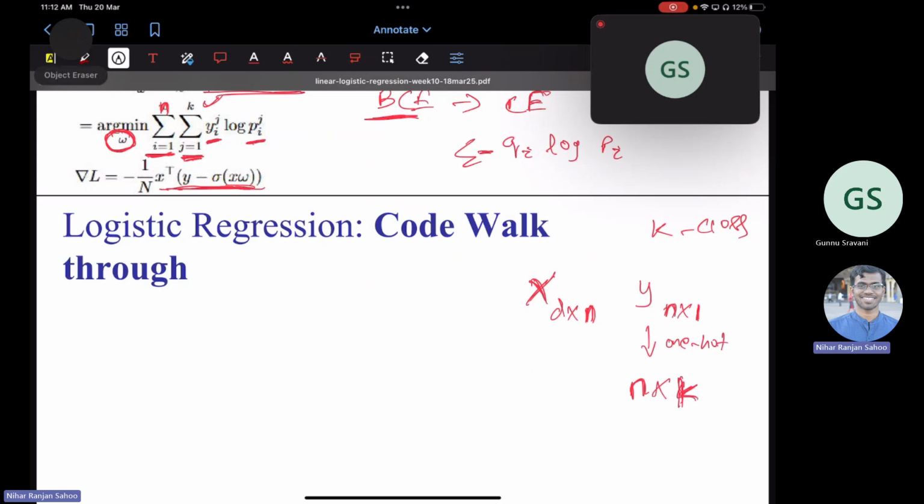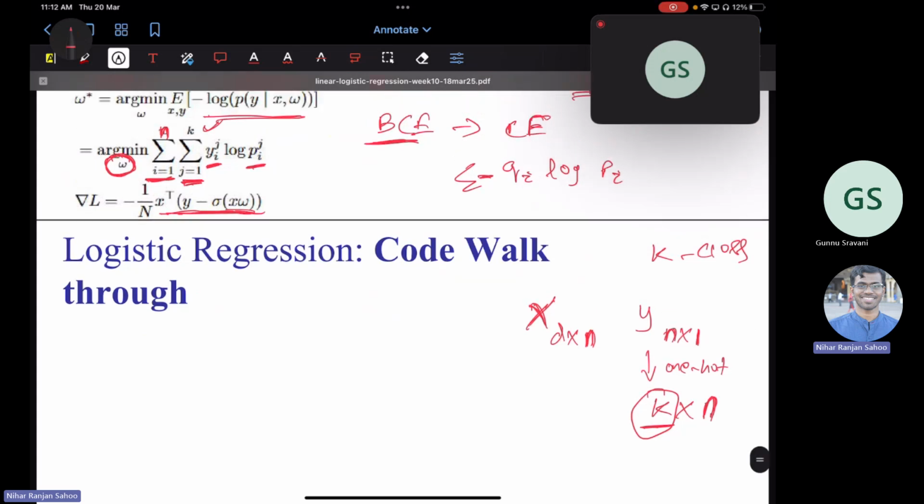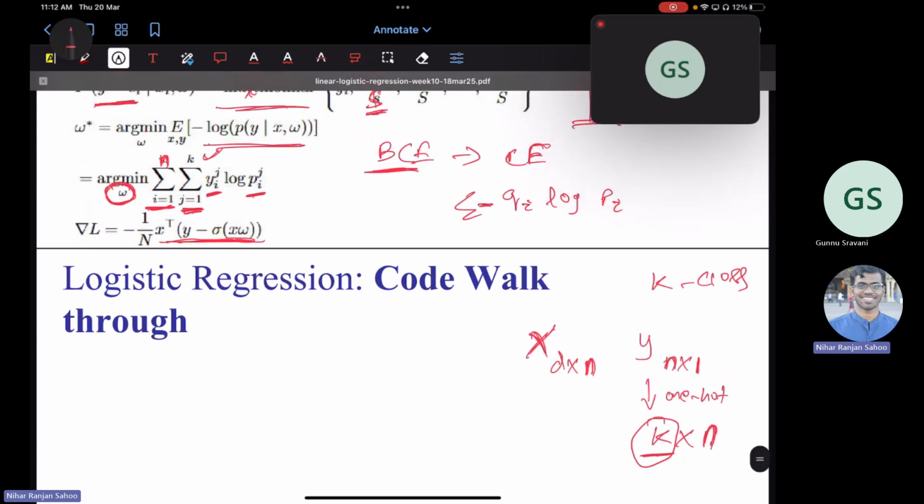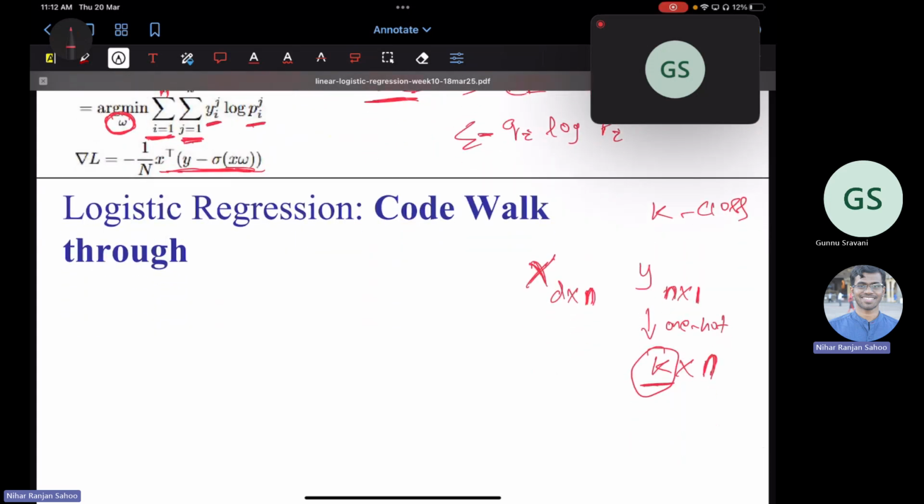Maybe you can write this as k cross n, right? Each column represents a data point, and each column vector represents the one hot vector for the k classes. That will be y. Then what will be our w? As we know, we multiply w transpose x, but our output should be of this dimension, k cross n. So what will be our w?